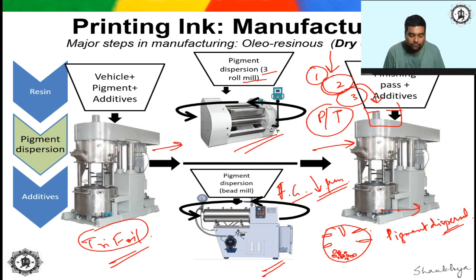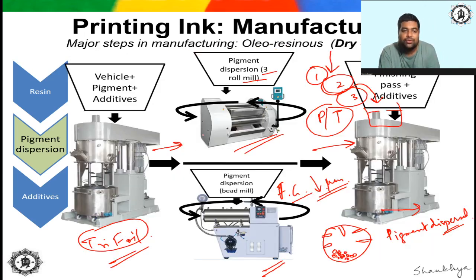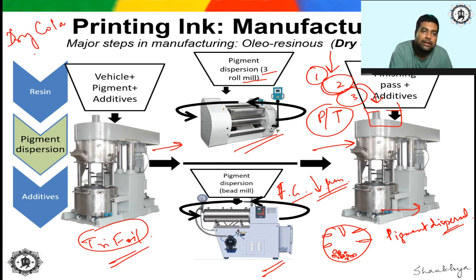Okay, so yeah, this is another concept. Actually, this is known as flushed pigment or pigment flushing. The manufacturing process that I told you about in this entire discussion is known as the dry color route of ink manufacturing. Dry color route of ink manufacturing, right? Why? Because the pigment comes in the form of powder. You are just simply mixing it in the vehicle and then sending it off for dispersion.